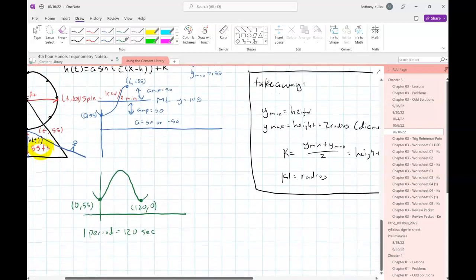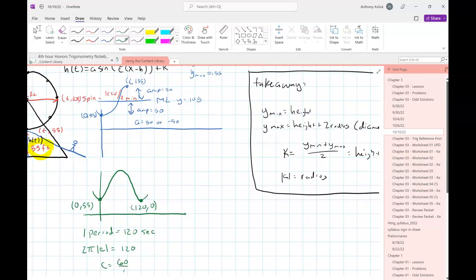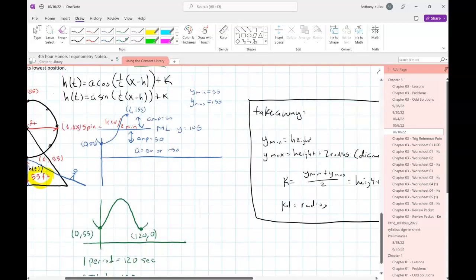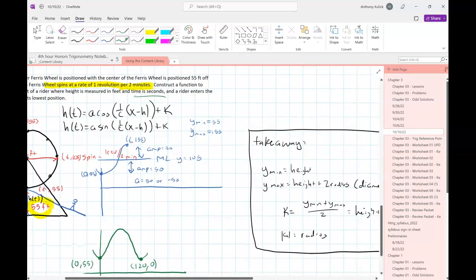And I know a period is the same as 2 pi over the absolute value of c. So c is going to be 60 over pi or negative 60 over pi. But we're always going to choose our c to be positive. Well, it says it does 1 revolution in 2 minutes. Oh, sorry. Yeah, 120 comma 55. Of course. Yes, thank you.